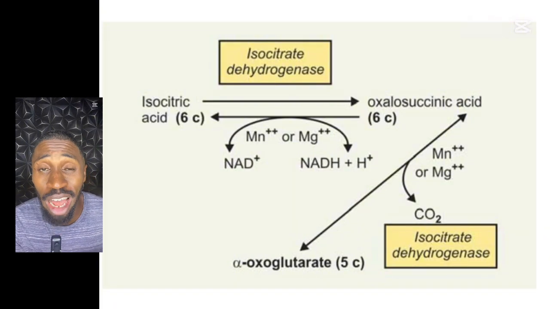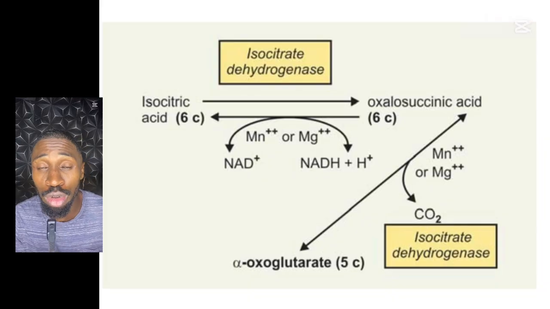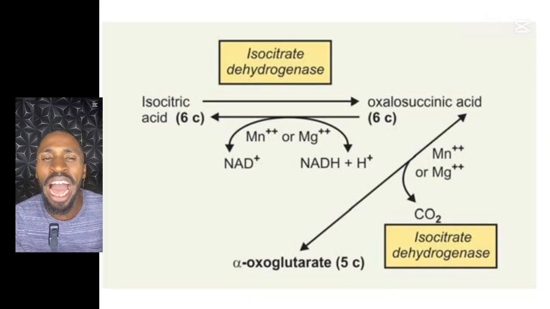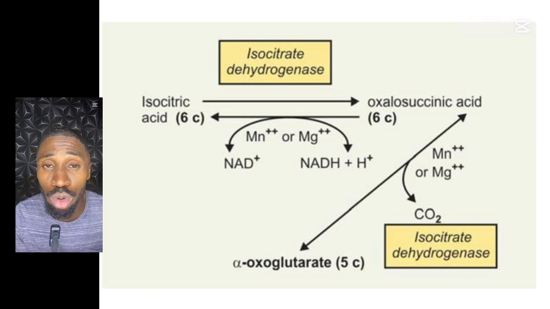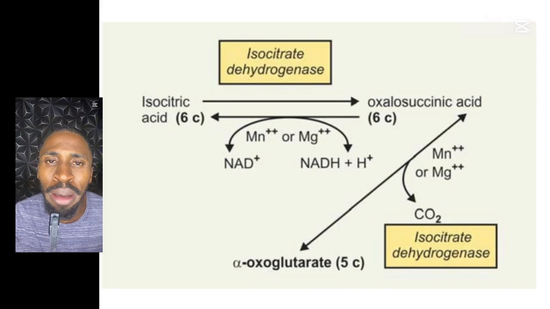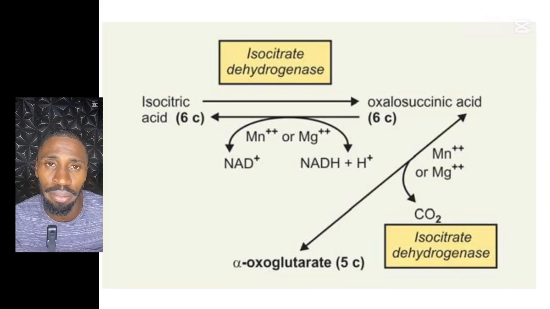It will form what? Oxalosuccinate, or you can call it oxalosuccinic acid. So isocitrate will form oxalosuccinic acid by isocitrate dehydrogenase, utilizing NAD plus to NADH. So when we reduce NAD plus to NADH, we oxidize isocitrate to oxalosuccinate. Now we can also use magnesium and manganese as the coenzyme here.